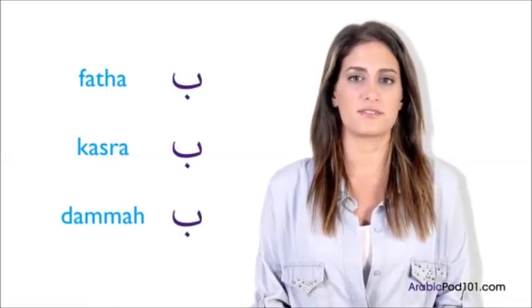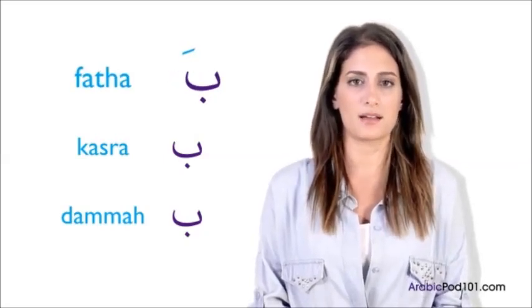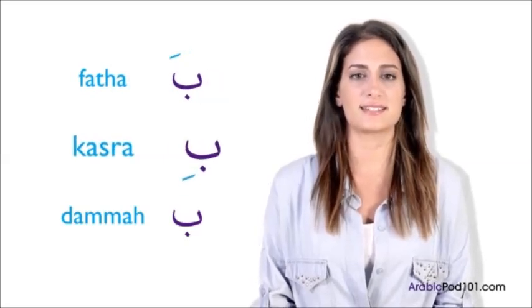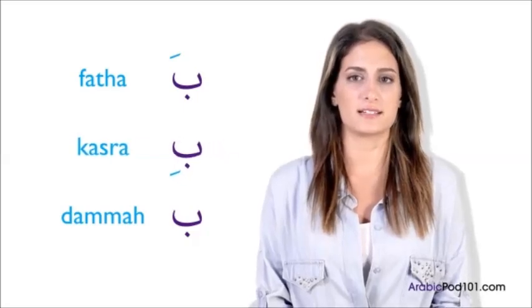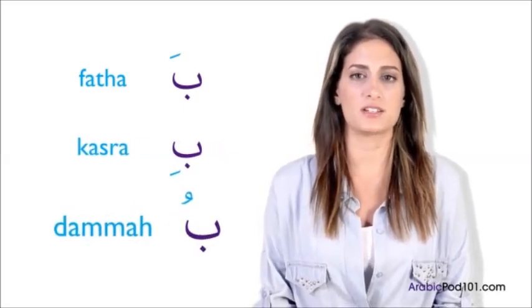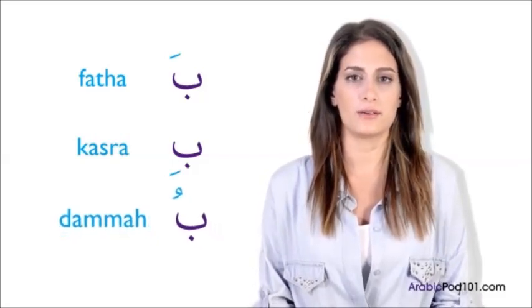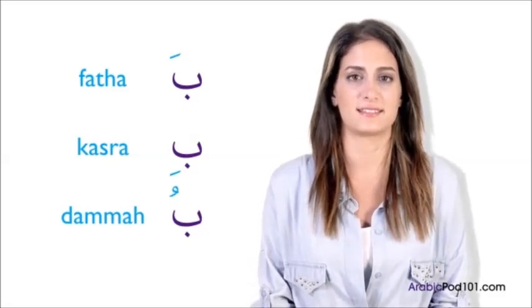First, here's the fatha. The pronunciation will now be ba. Next, this is a kasra. This is now pronounced as bi. And finally, here's a dhamma. It changes the pronunciation to bu. Now, let's practice writing and pronouncing these basic voweling signs.